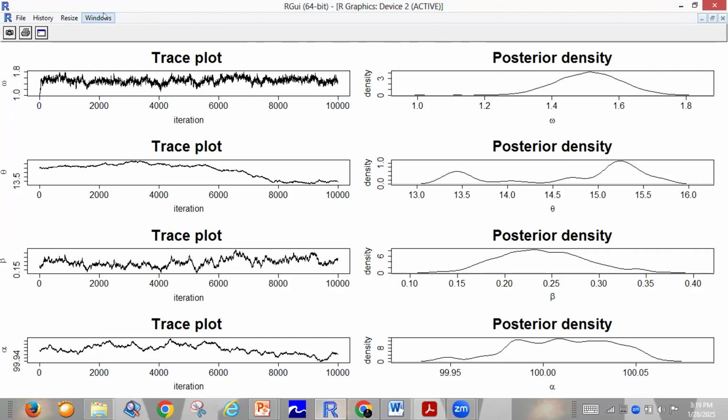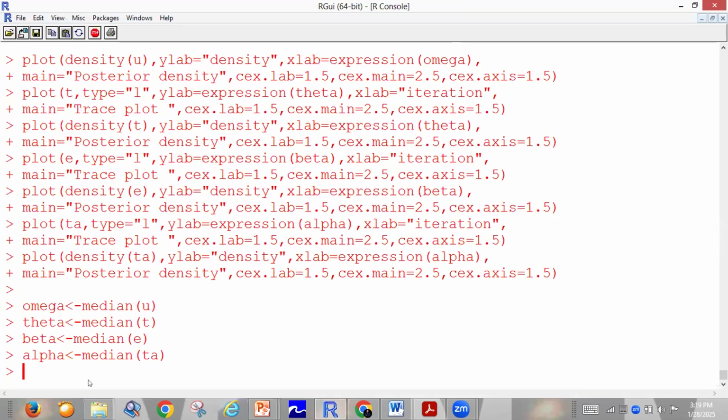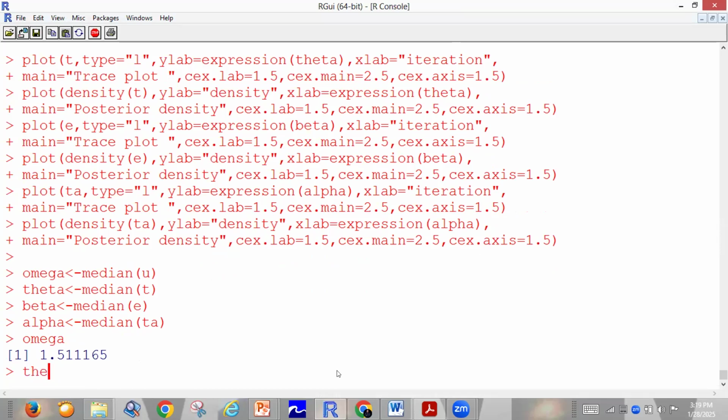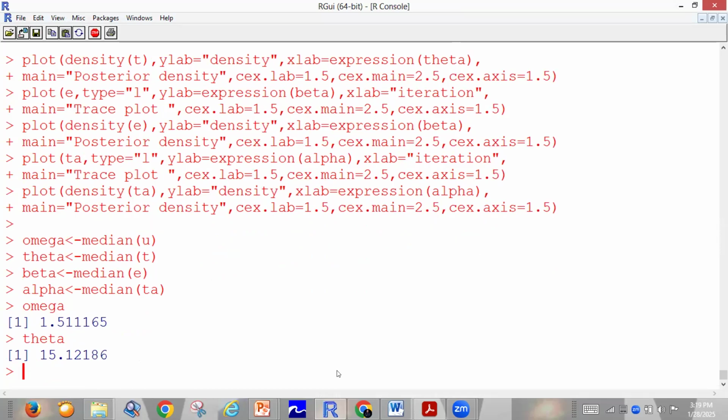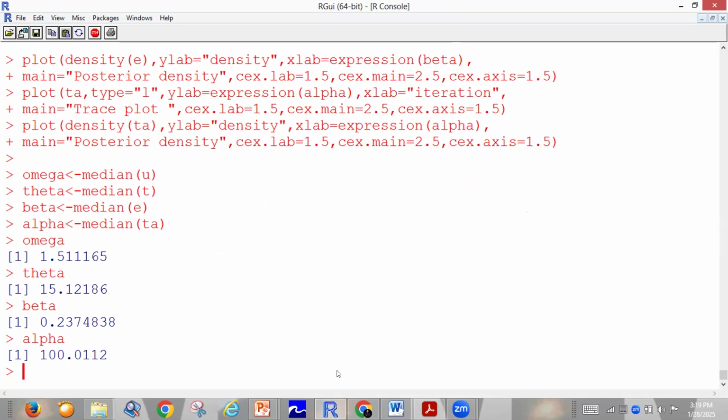For example, for the omega parameter, the first parameter, we use the median of nu. For theta, the second parameter, we use the median of T. For beta, the third parameter, we use the median of E. And for alpha, the fourth parameter, we use the median of TA. We run our program, and after that we can check here: the first parameter omega, then theta for the second, beta for the third, and alpha for the fourth.